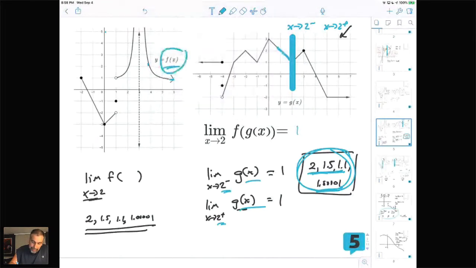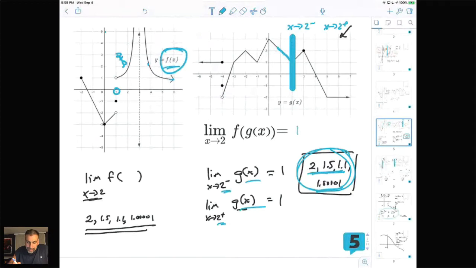I'm going back to my f of x graph here. If I'm approaching 1 in this case, I just need to get close to 1. So I can actually start on the other side of the asymptote to begin with. The only time that vertical asymptote plays a role is if that is the actual value I was approaching.